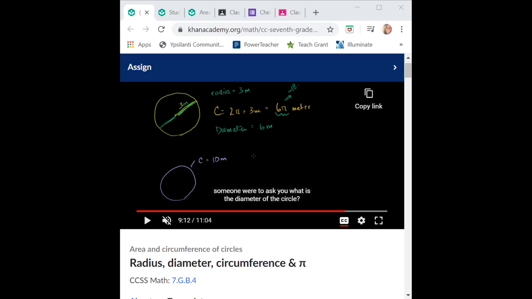Let's make sure it's separated. Okay. So the exact answer for the radius is going to be this value, 5 over pi, 5 divided by pi. So if you type this value into your calculator, 5 divided by pi, you would get approximately 1.59.